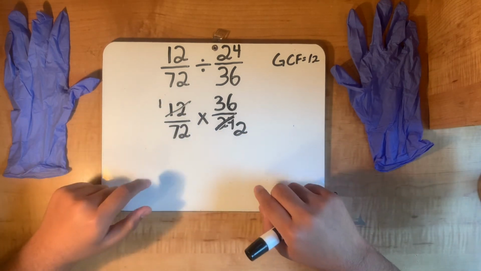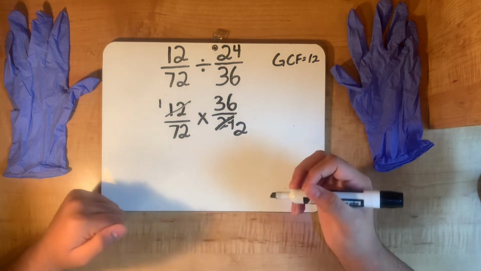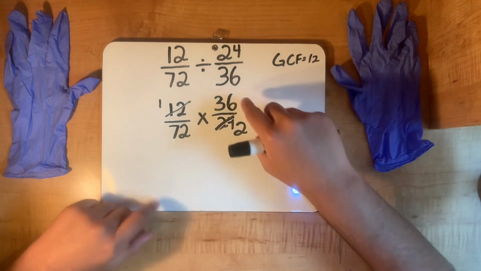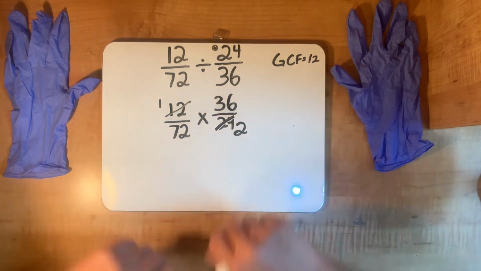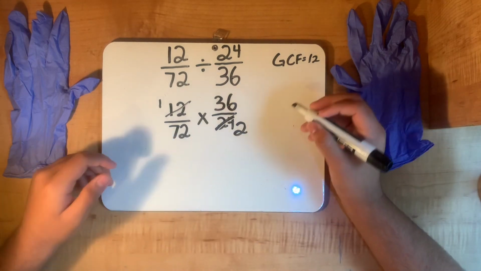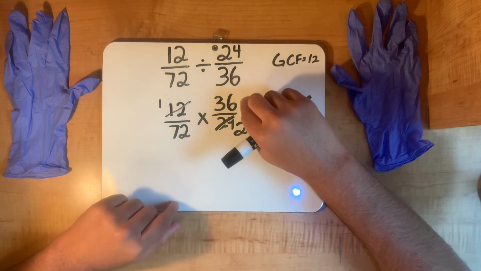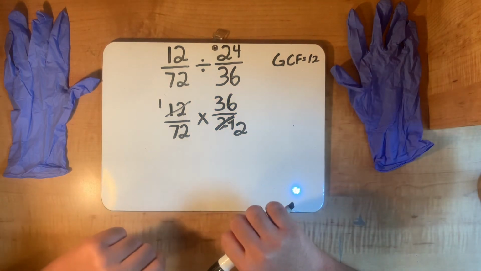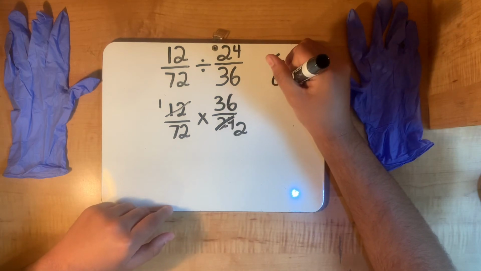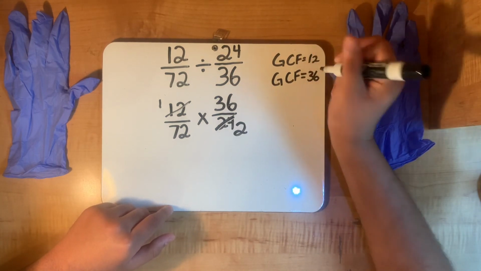So now we need to simplify this part. And we need to do the same thing by finding the greatest common factor. So what is the greatest common factor of 36 and 72? So the greatest common factor of 36 and 72 is 36, because you'll know that 36 times 2 is 72. So this greatest common factor is 36.